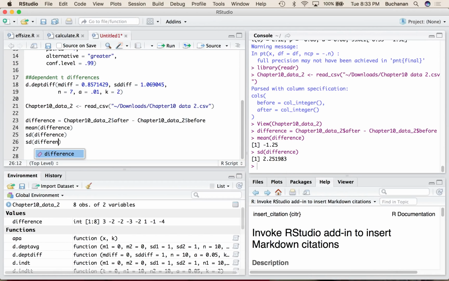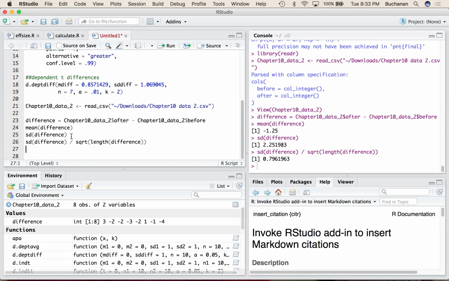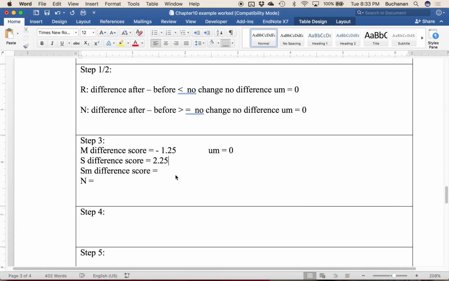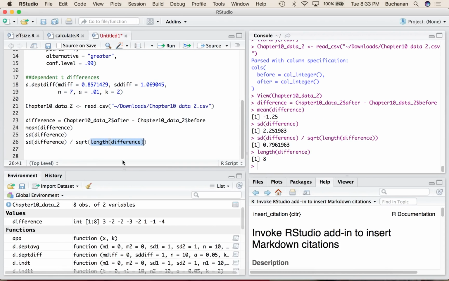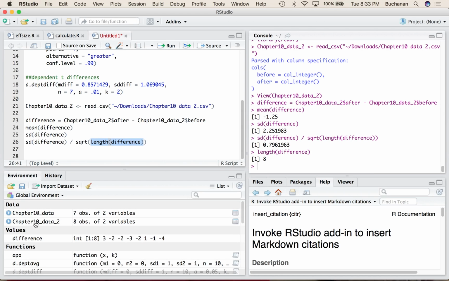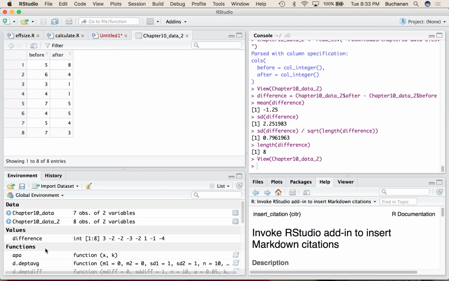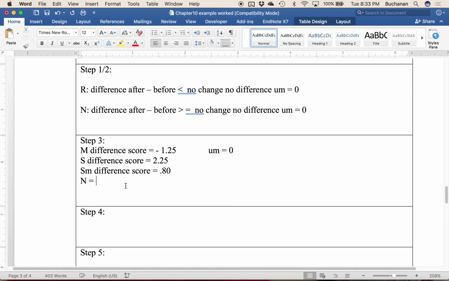We're going to take our standard deviation of the difference score, divide by the square root of the length of the difference. Okay. And that gives me the standard error, I get 0.80. And how many people do I have? Well, I can look here at my difference scores. There's 8 different scores. I can run the length of my difference score, which is 8. I can see here that I have 8 observations. A couple ways you can figure out they're 8. You can count them. So n equals 8 here.